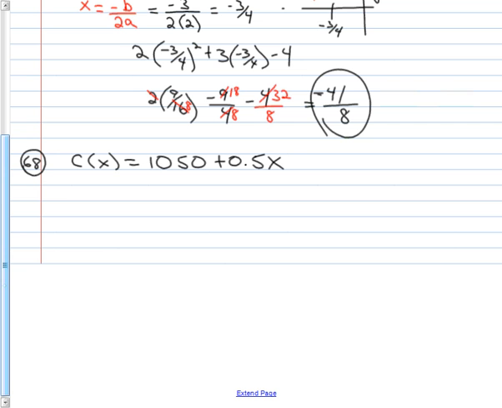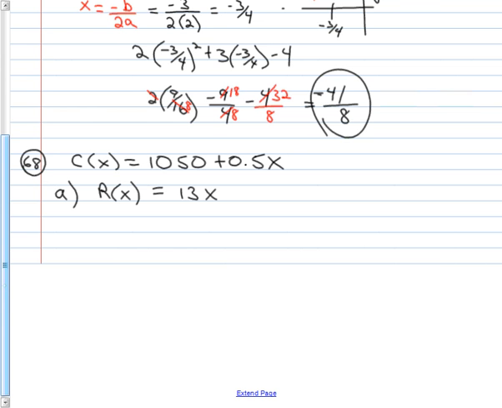A, determine the revenue function. Revenue is the money that you get in. How do they get in money? $13 times every parcel they send. So in their description, we know the revenue function is 13x. That's how much money they get in. They charge $13 a parcel. We're done with part A.